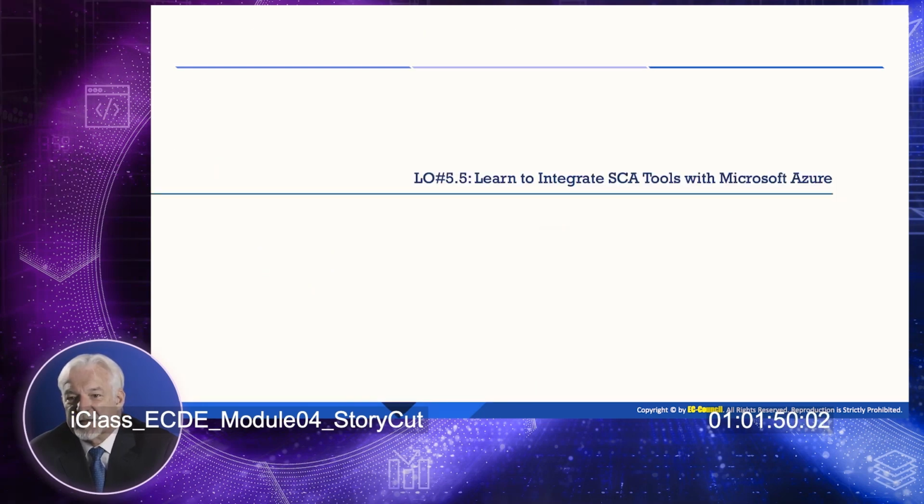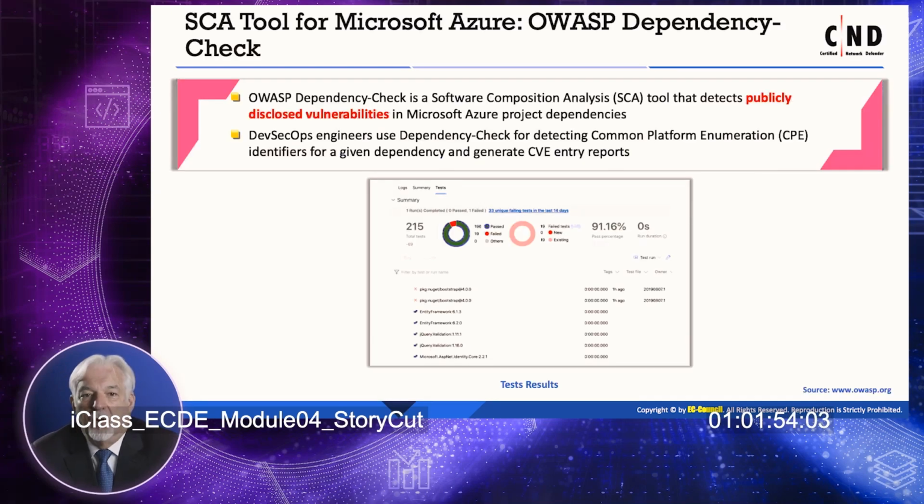Let's learn to integrate SCA tools with Azure. OWASP Dependency Check is a software composition analysis tool that detects publicly disclosed vulnerabilities in Microsoft Azure project dependencies. DevSecOps engineers use Dependency Check for detecting common platform enumeration or CPE identifiers for a given dependency and generate a CVE entry report. We've all seen CVEs.